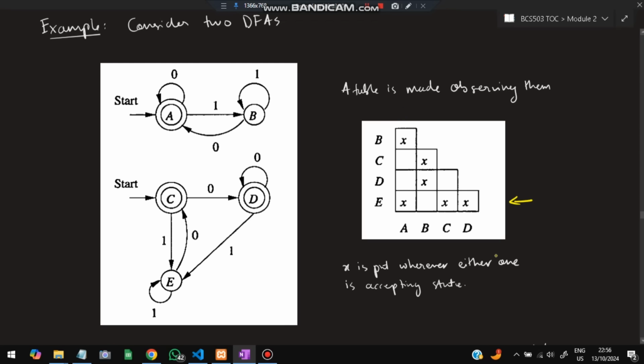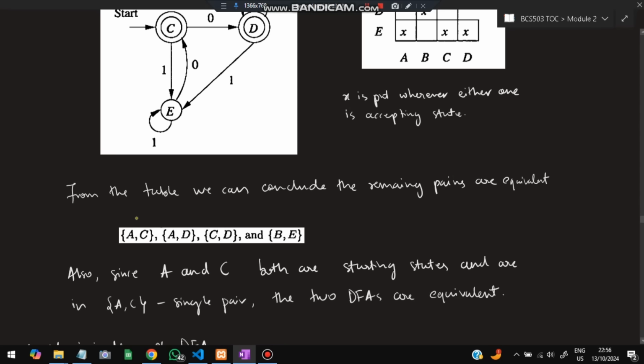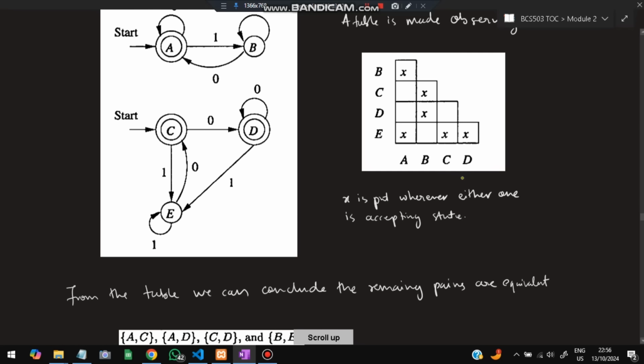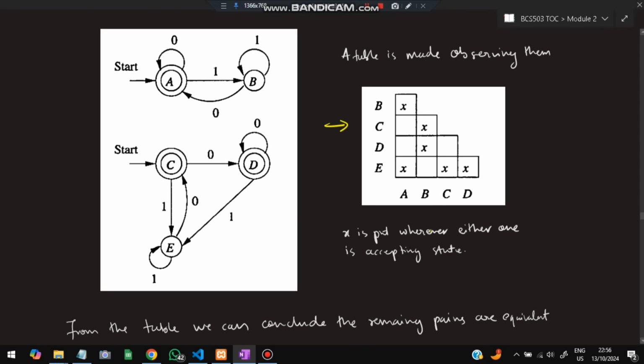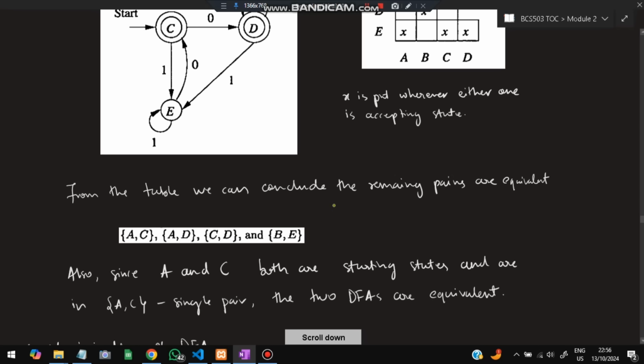Okay, if you put these X's here, the remaining ones are the pairs where both are accepting or both are non-accepting. Take out those pairs, which means the pairs in which X was not there. So here C and A does not have any X present, so C and A will be a pair. Like that, four pairs will be taken from this table, because four pairs are seen. So these four pairs are called equivalent pairs, because both are non-accepting or both are accepting.